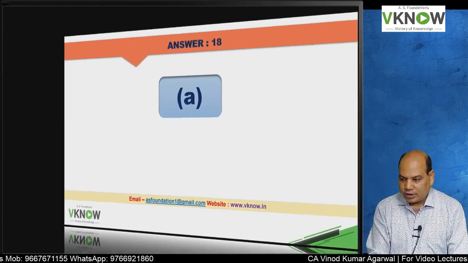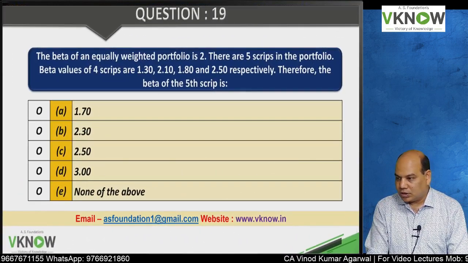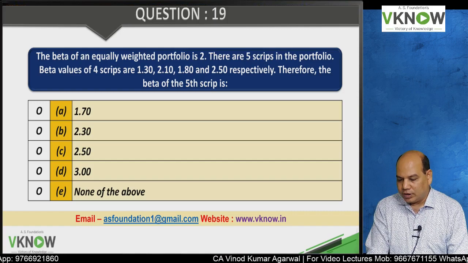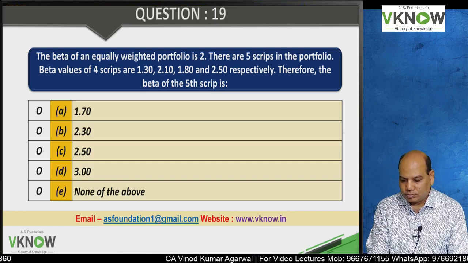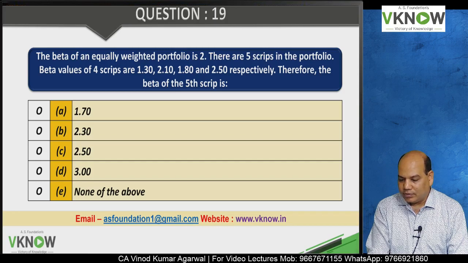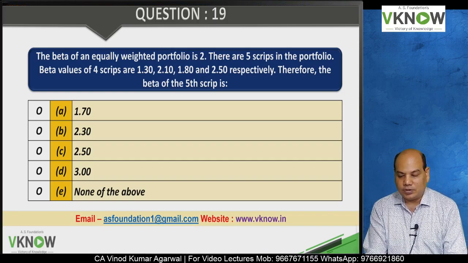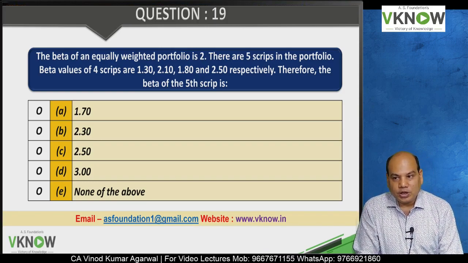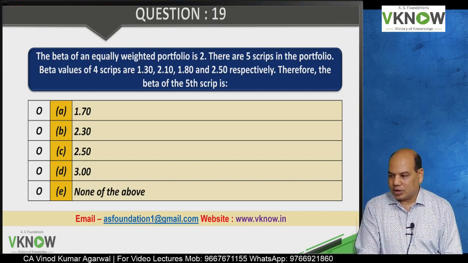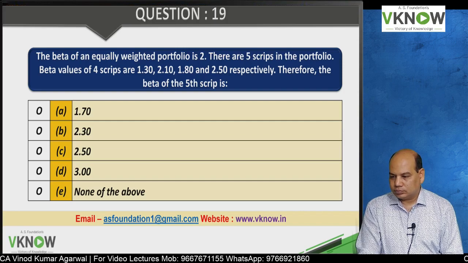Question number 19. This time you have to try yourself. The beta of an equally weighted portfolio is 2. There are 5 scripts in the portfolio. The beta values of four scripts are 1.3, 2.10, 1.8 and 2.5 respectively. Therefore, what is the beta of the fifth script?